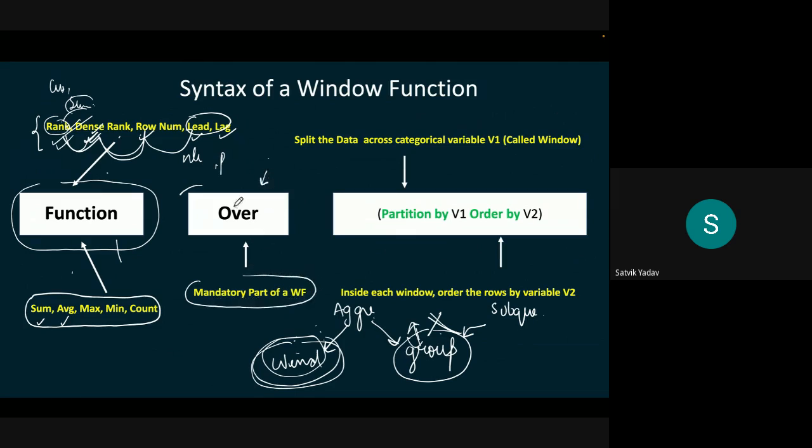This will remain the same, there is no change in it. Here, depending upon scenario, you can keep on changing the function. Here there is no change. This will remain as it is. OVER means it has to be there. Then comes the third part, that is PARTITION BY, ORDER BY.